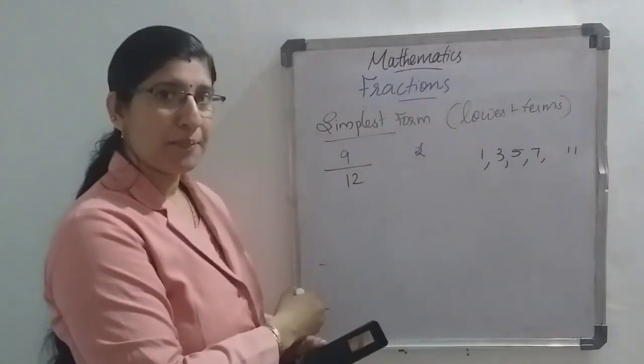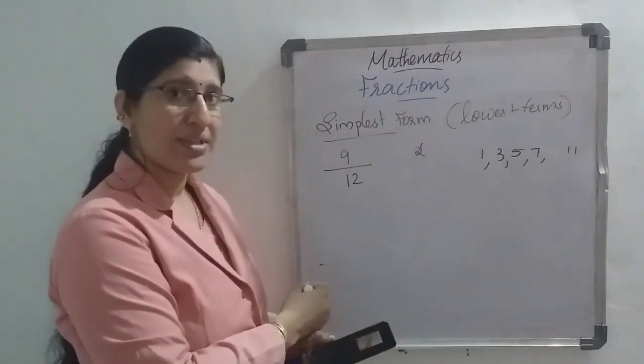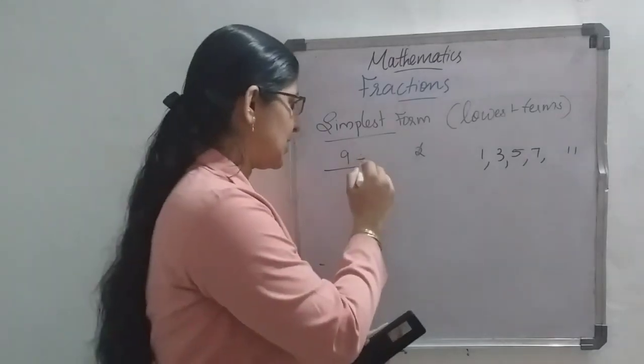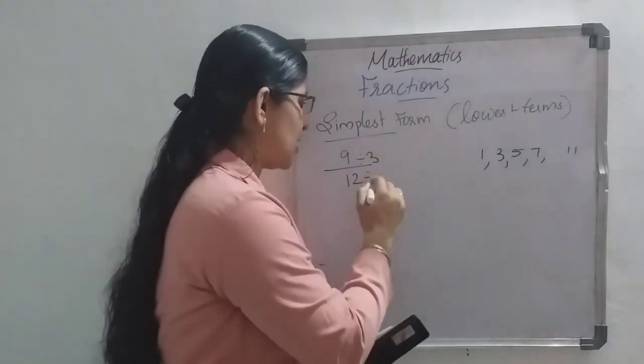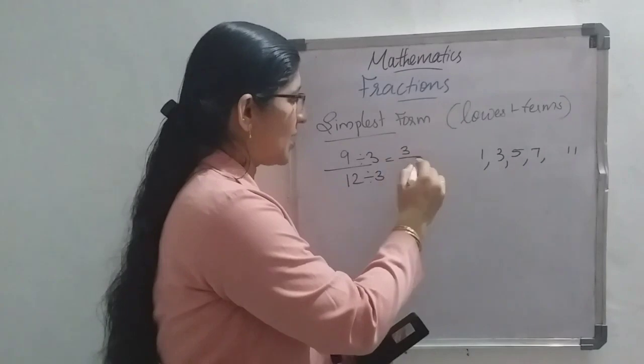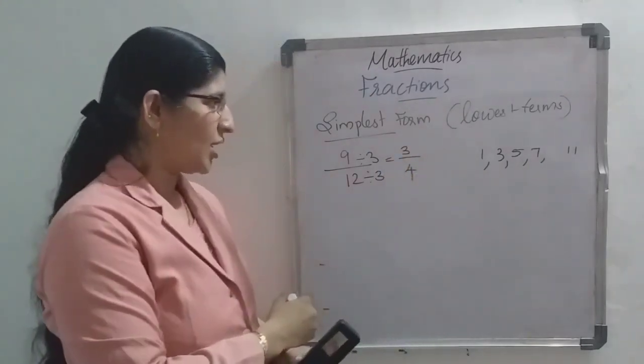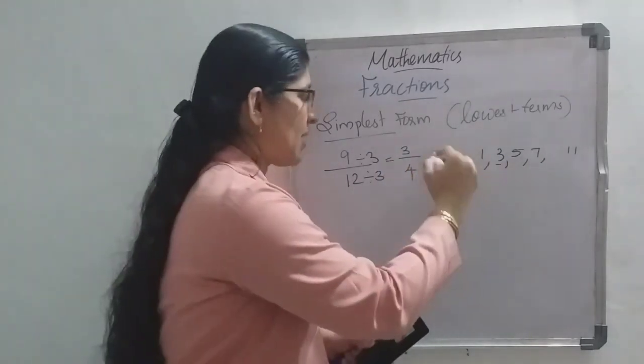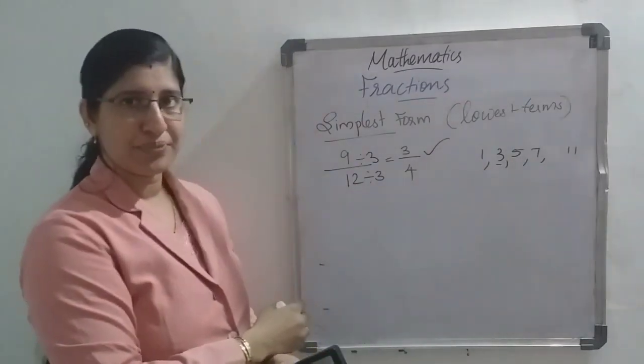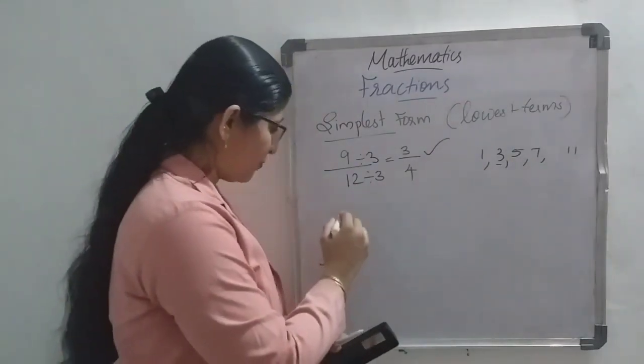So what about 3? In the 3's table, is 9 or 12 present? Yes. 9 is present in 3's table and 12 is also present. So 3 3s are 9, 4 3s are 12. So here 3 by 4. 3 is a prime number, so this is the simplest form. Clear? One more example I will show you.